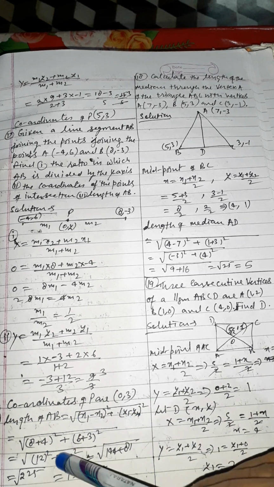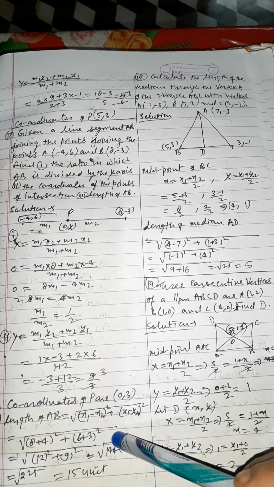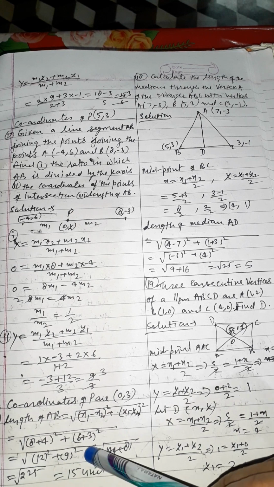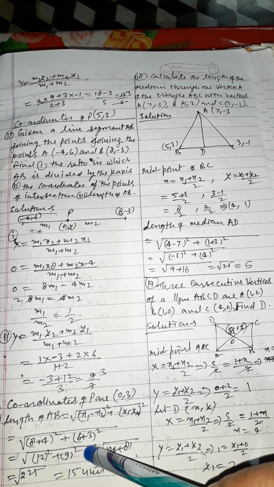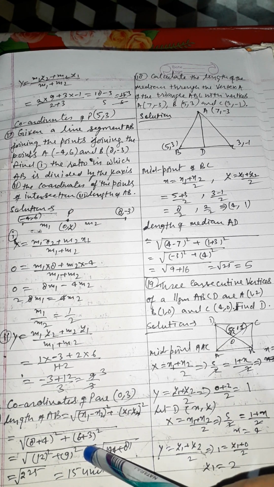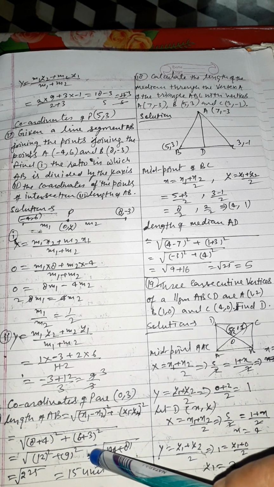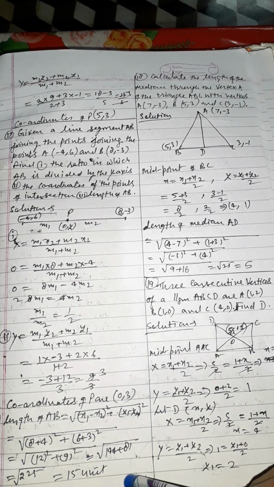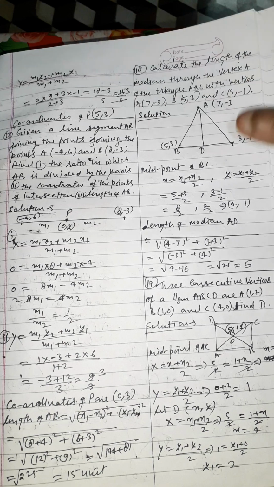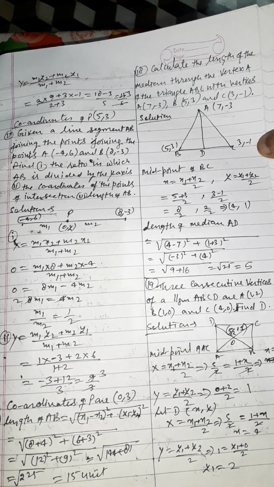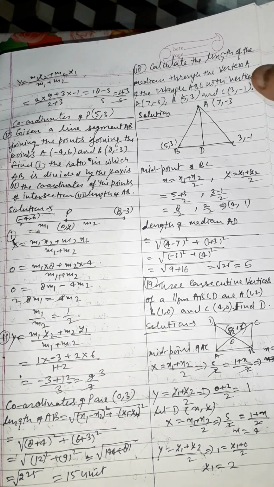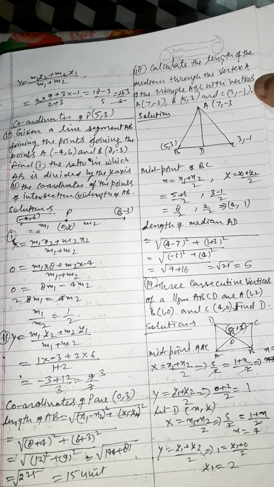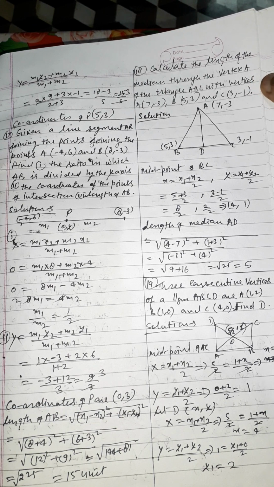Length of AB is this: 8 plus 4 square plus 6 plus 3 whole square, 12 square plus 9 square, and it is 225, it is 15 units. Now, next question: calculate the length of the median through the vertex A of the triangle ABC with the vertices A, B, C.